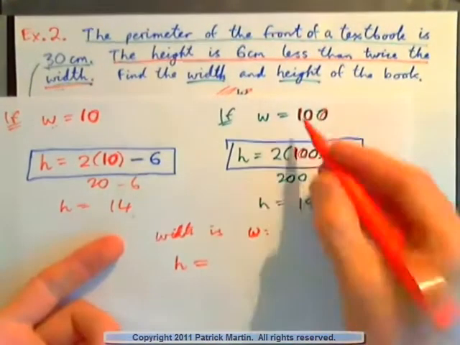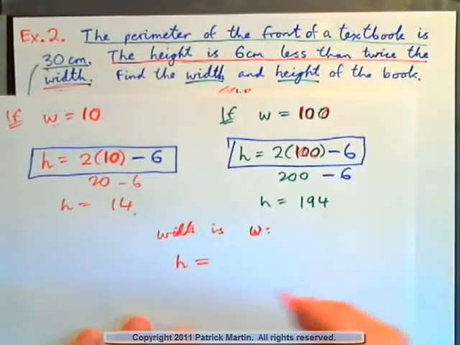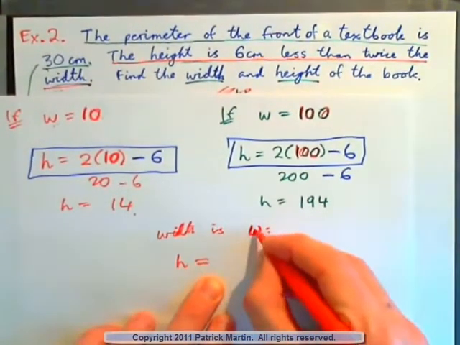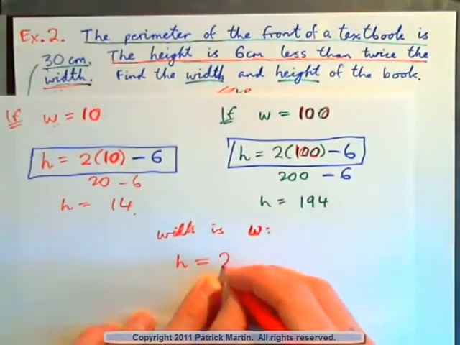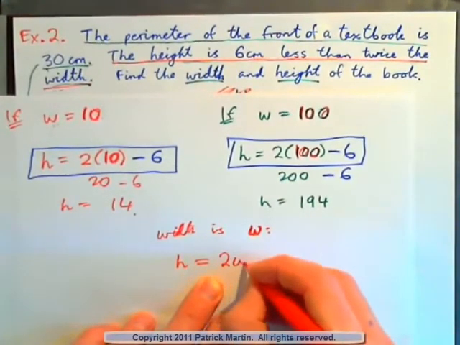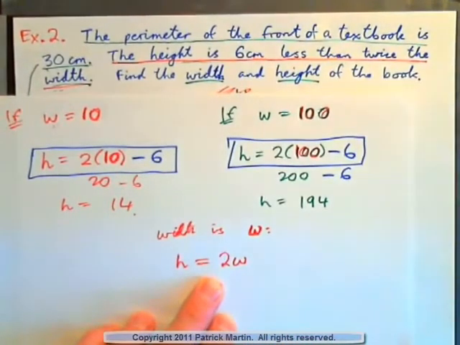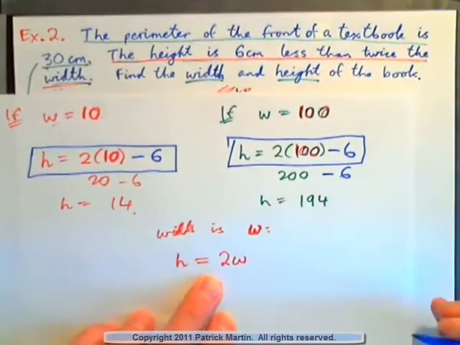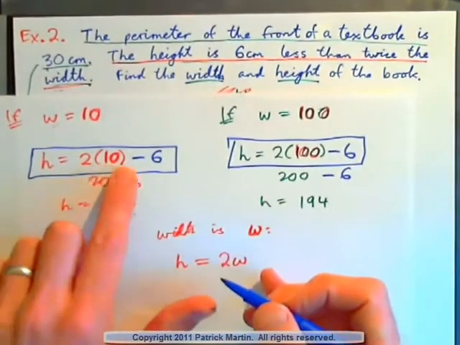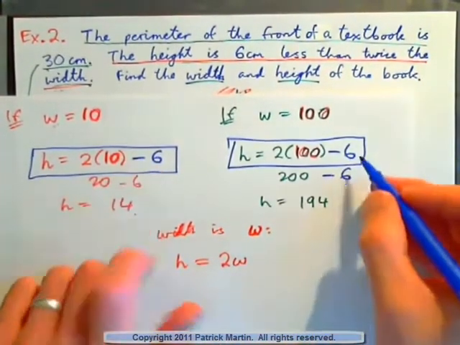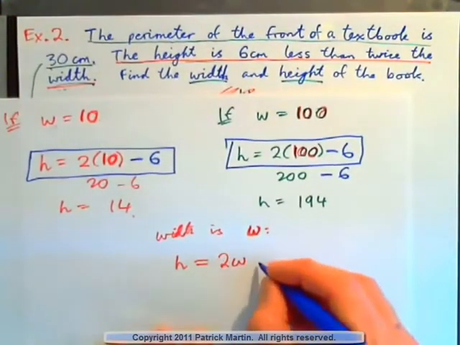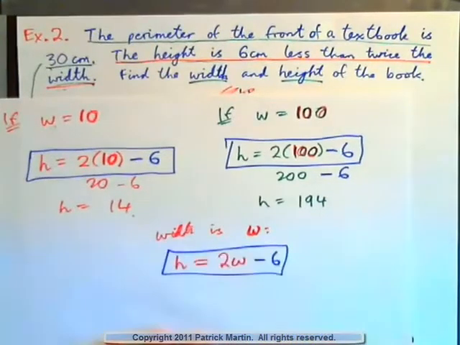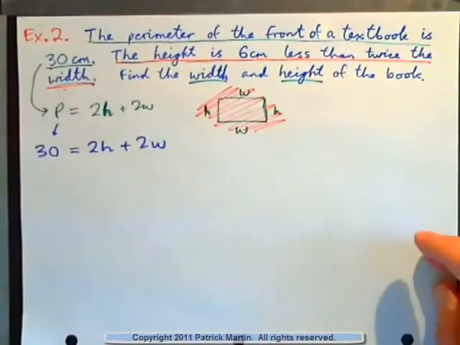And this time, instead of a number, we just have a letter. How would you write twice the width if the width is just W, not 100? You just go 2 times W, right? And then you get 6 less than that. To get 6 less than twice 10, it's just twice 10 minus 6. 6 less than 2 times 100, 2 times 100 minus 6. 6 less than twice W, 2W minus 6, right? So this is our other equation, height, H equals 2W minus 6.